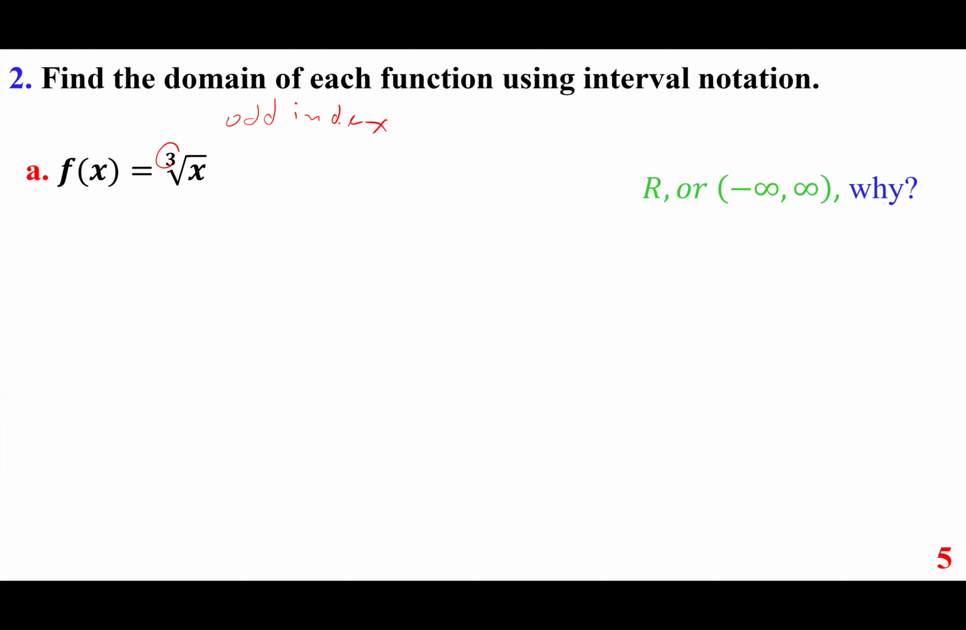To give you an idea about that, remember square root of 4 is 2. Square root of -4 is not a real number, or 2i. However, cube root of 8 is 2. Cube root of -8 is also a real number, -2. That's the difference.